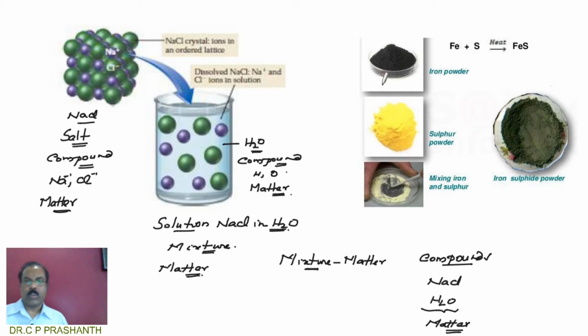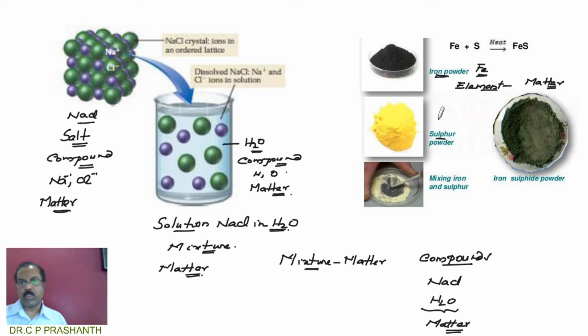Okay, now let us take a look at this particular example. We have taken iron powder. This is made up of iron atoms. We call it an element because it is made up of just one kind of atom, that is iron atoms, single kind of atoms. So this is an element. It is made up of only one kind of atoms. And we also know that this is a matter, right?